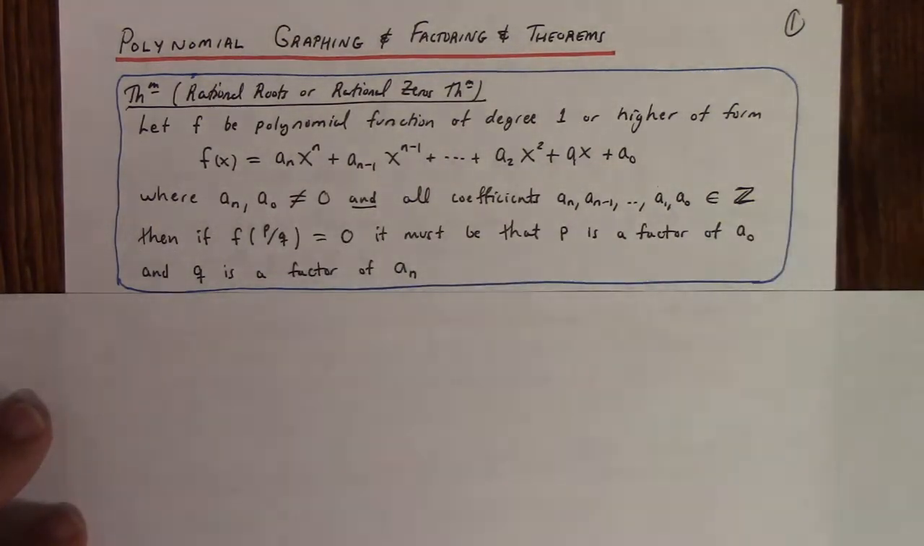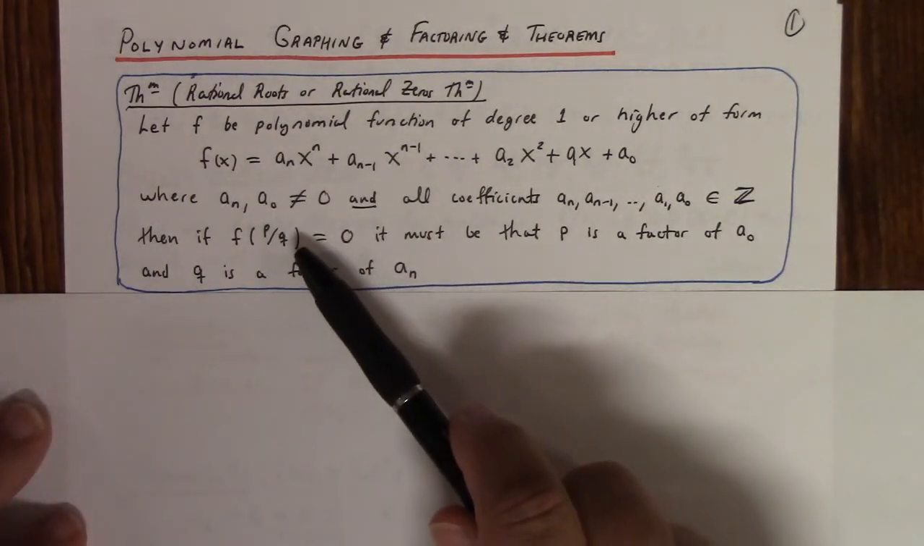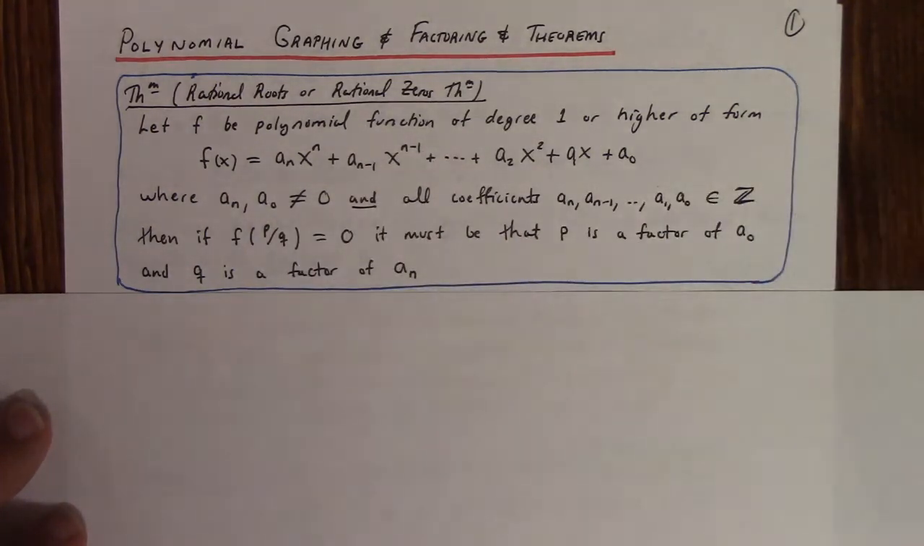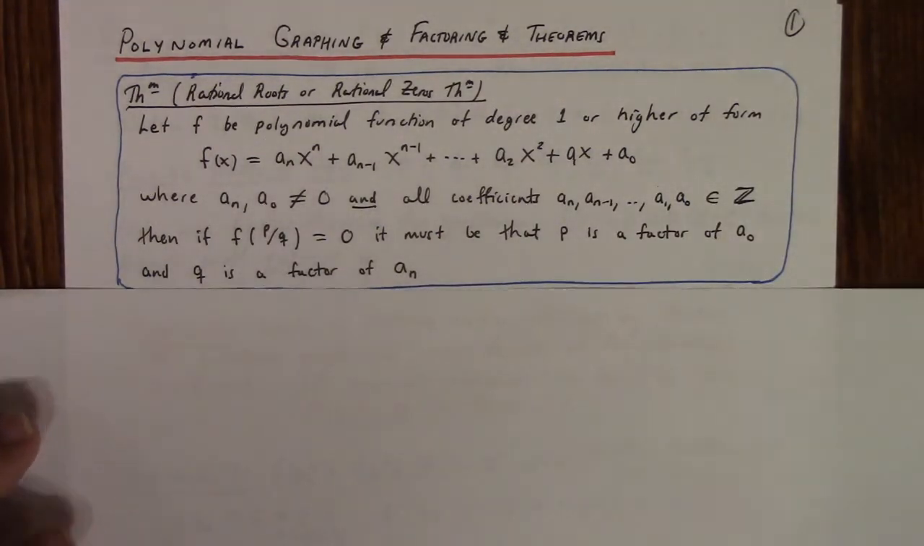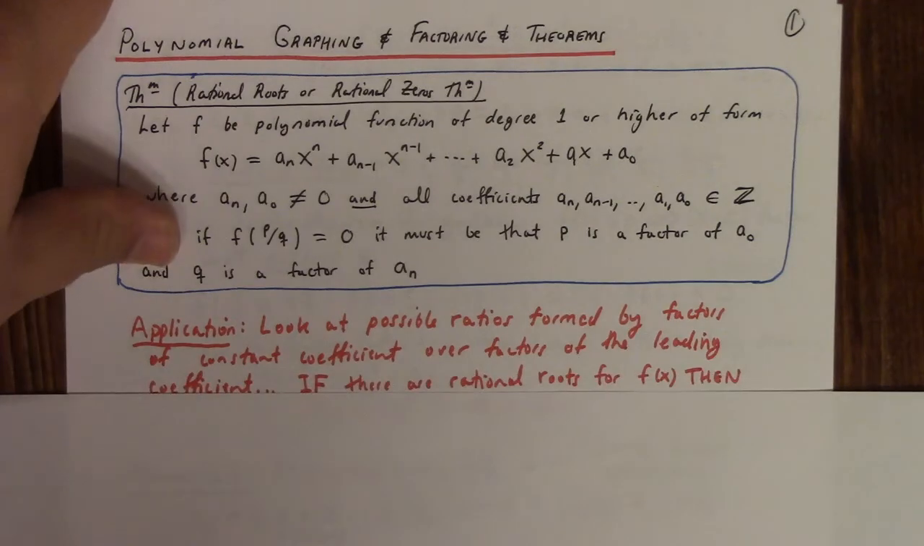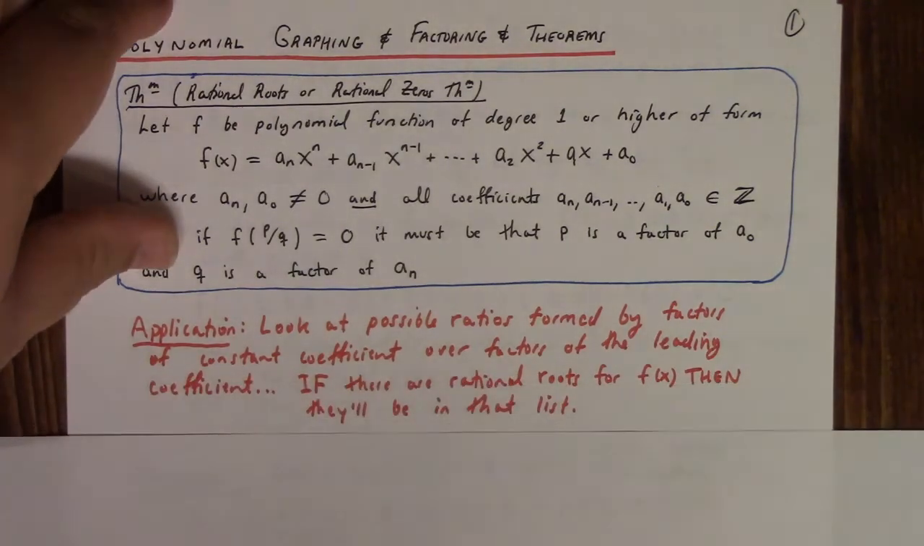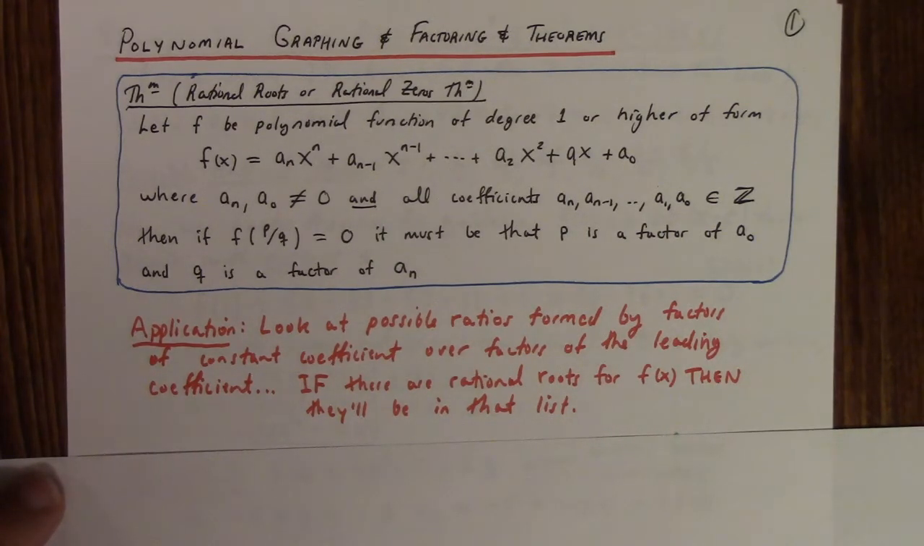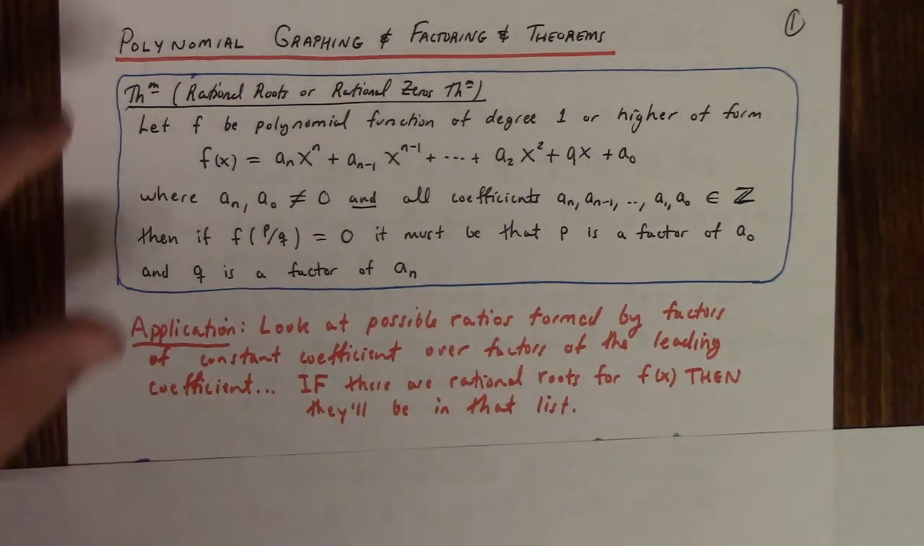Here it's assumed that p and q are reduced. We wouldn't say p over q is 3/6; we would rewrite it as a half. So p over q is understood to be in lowest form. What that means is that we should look at possible ratios formed by the factors of the constant coefficient over the factors of the leading coefficient. In particular, if there are rational roots for f of x, then they'll be in that list.